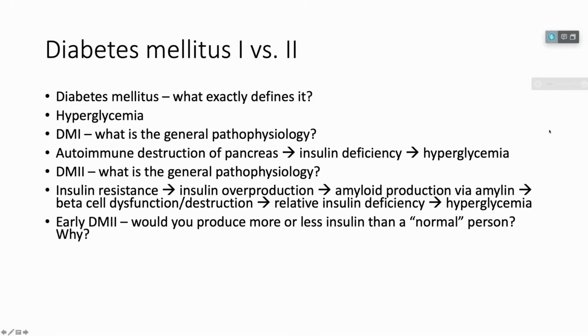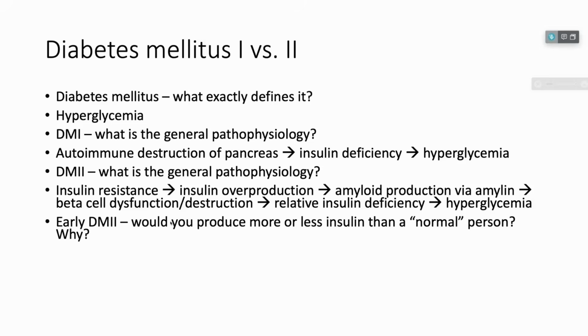So Elaine, can you tell me, would you produce more or less insulin in early diabetes type 2 than a normal person? So you would produce more insulin than a normal person? Yeah, why? Because like in the previous explanation, in type 2 diabetes, you have insulin resistance.